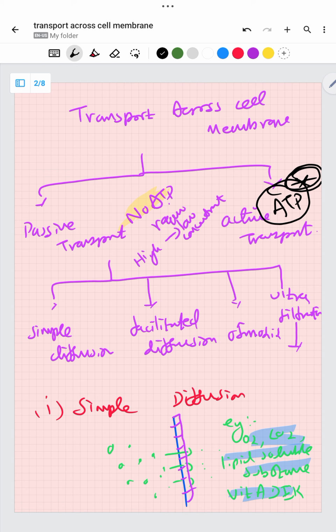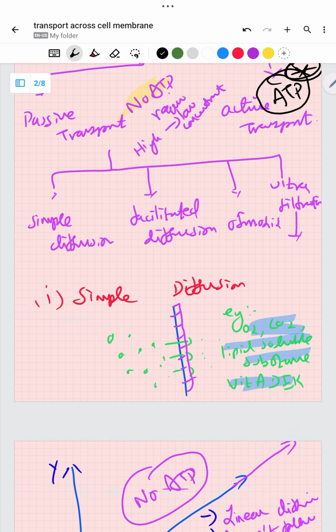In the simple diffusion, high concentration இருந்து low concentration க்கு மூவ் ஆகுது. Examples are oxygen, carbon dioxide, lipid soluble substances, then lipid soluble vitamins. These are all traveling from high concentration to low concentration. எப்படி ஞாபகம் வச்சுக்கலாம்னா, like the waterfall, தண்ணி எப்படி கிராவிட்டியால கீழே வருது, like that you can easily remember that.